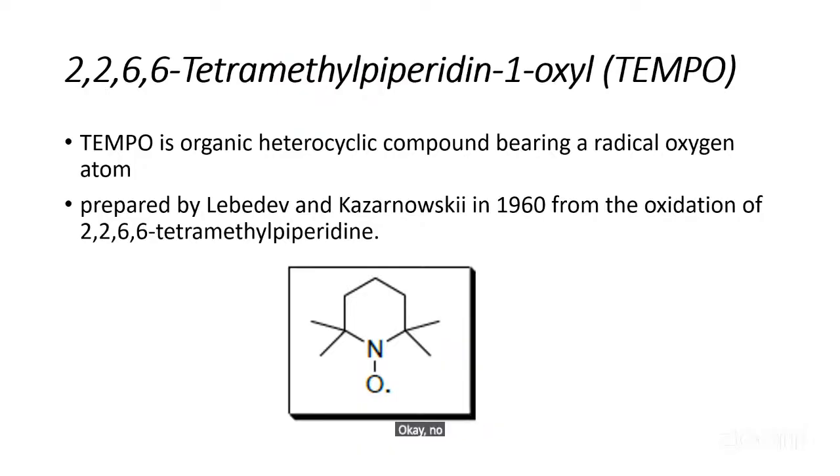Okay, no problem. Another very good oxidative reagent is TEMPO. What is TEMPO? This TEMPO is 2,2,6,6-tetramethylpiperidine-1-oxyl. Actually, it is an oxygen radical. This oxygen consists of one unpaired electron, so we call it an oxygen radical. In 1960, it was first prepared by two scientists, Lebedev and Kazarnovskii.